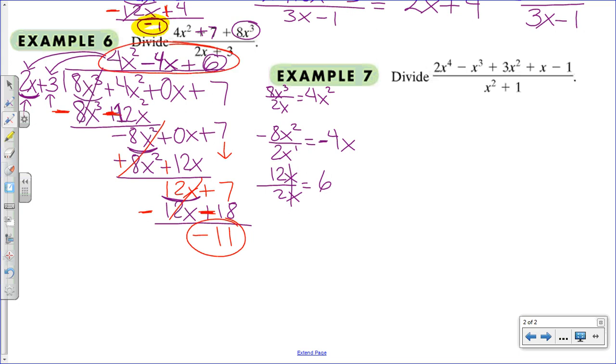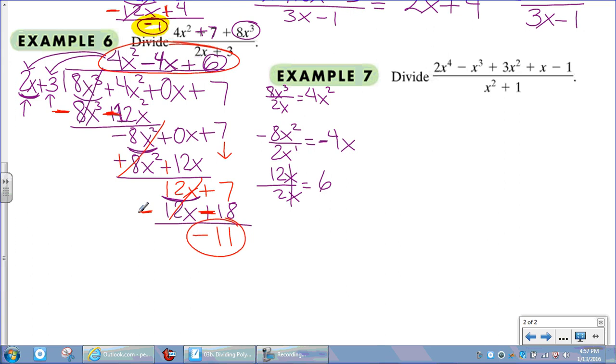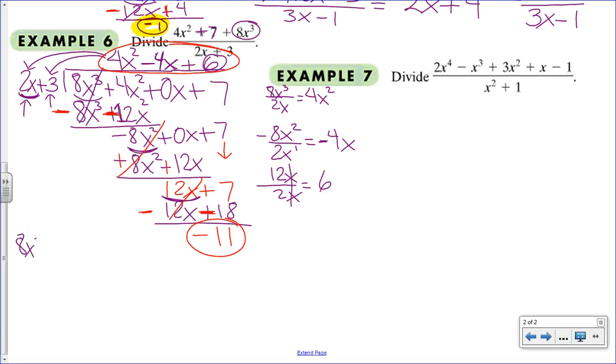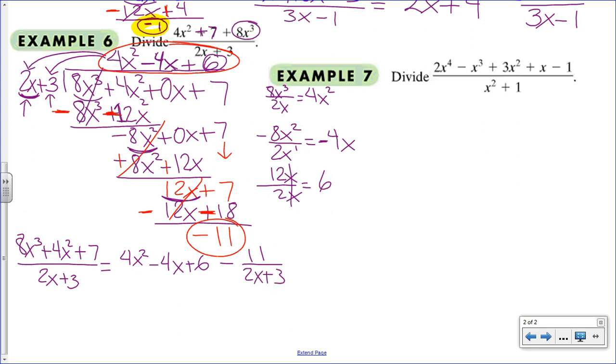Now, if you wanted to rewrite the polynomial, it will look like this. 8x cubed plus 4x squared plus 7 divided by 2x plus 3 is equal to 4x squared minus 4x plus 6, and then the remainder, which is negative 11, divided by the divisor, which is 2x plus 3.